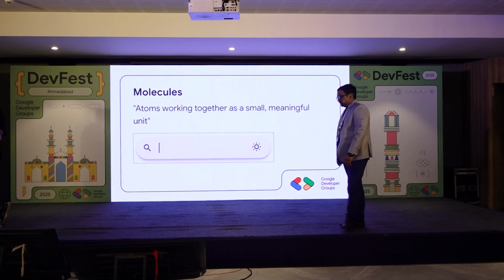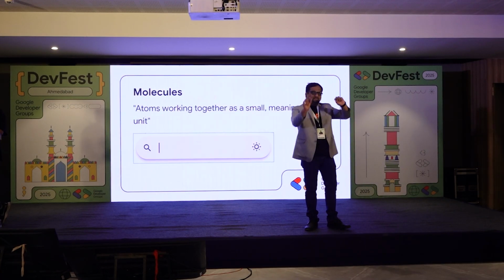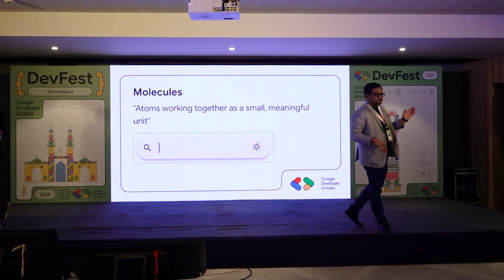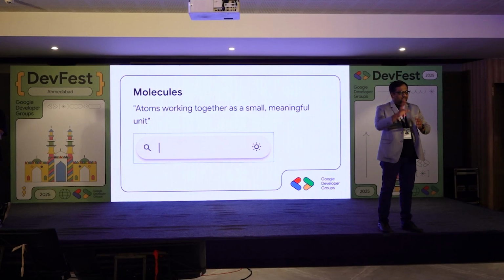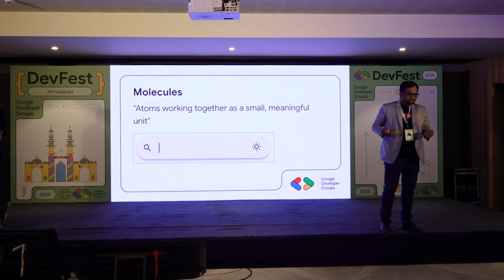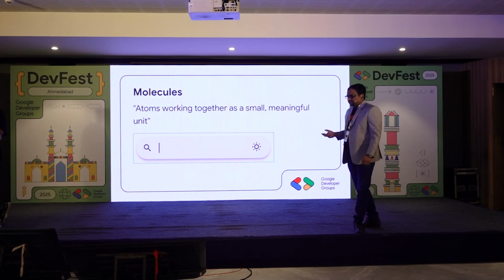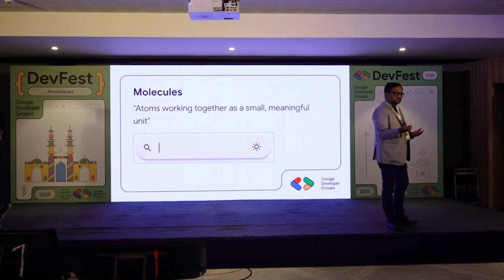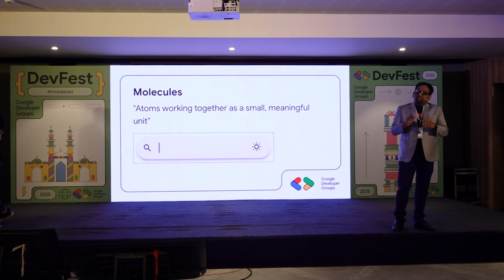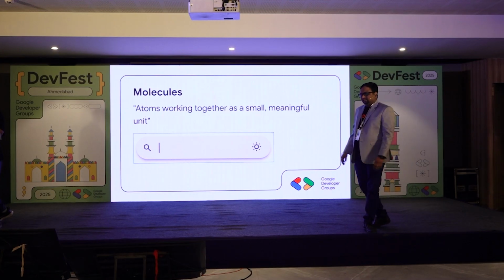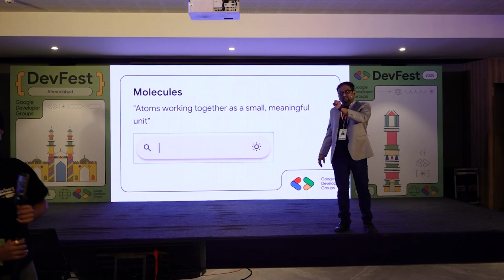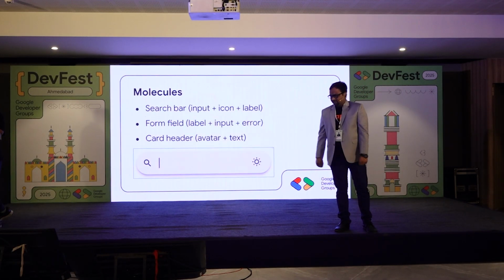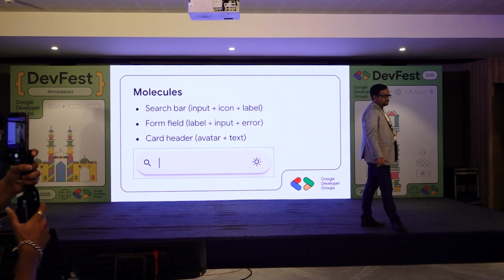Next. Then comes the molecule. Your atoms are ready, like neuron, proton, electron. Then it becomes your molecule. Okay, H2O, right? So the atoms are working together as a small meaningful unit that becomes a molecule. Now think about which molecules in your app work independently, but are a collection of atoms. Next. Search bar. Independent.